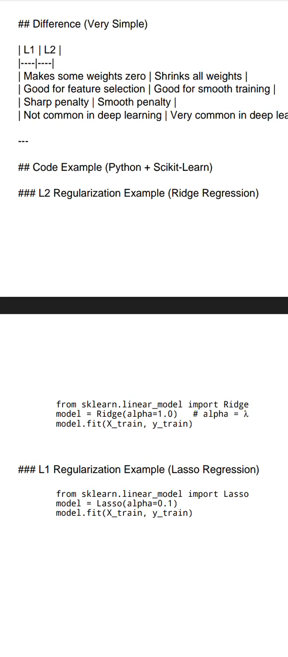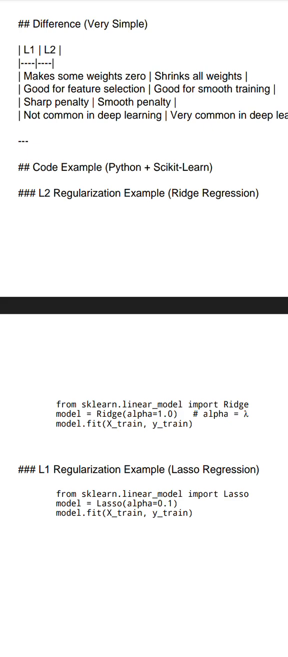So what is the difference here? L1 makes some weights zero, whereas L2 shrinks all weights. It does not make weights zero. It only shrinks them a little bit, so it shrinks all the weights.